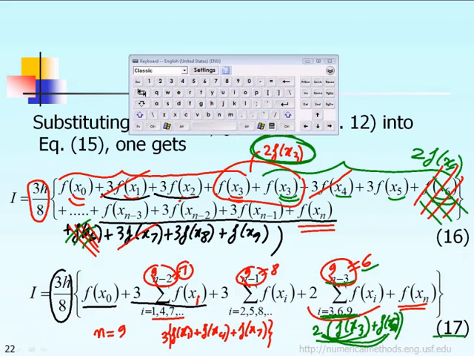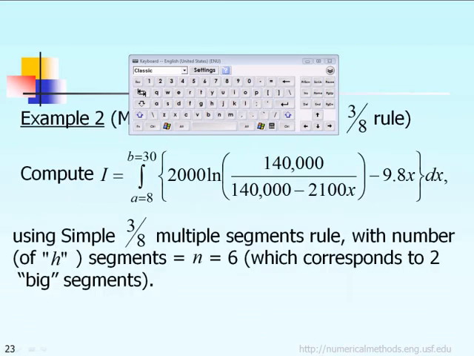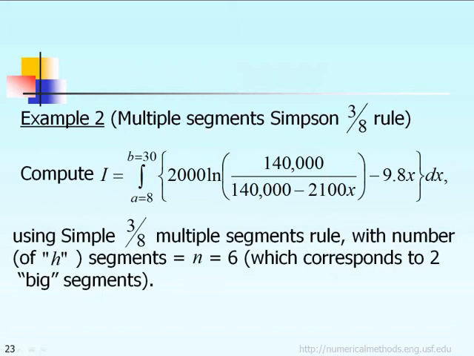One more last remark. If you let n equal 3 and substitute into equation 17, then the multiple-segment Simpson 3/8 rule becomes a simple single-segment rule. Okay? So let me provide you another example, number 2, to figure out the multiple-segment Simpson 3/8 rule.